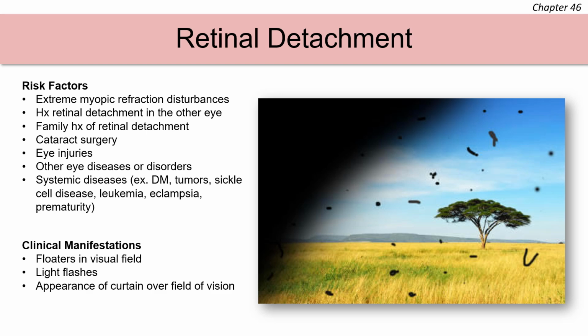So the signs and symptoms that patients will manifest with are floaters in the visual field. So in this picture, these little black specks are floaters. Light flashes are also common, and then the appearance of a curtain over the field of vision. So this is like this black curtain-like disturbance.